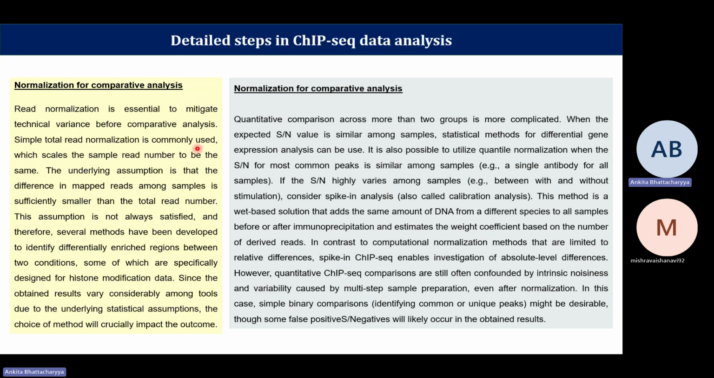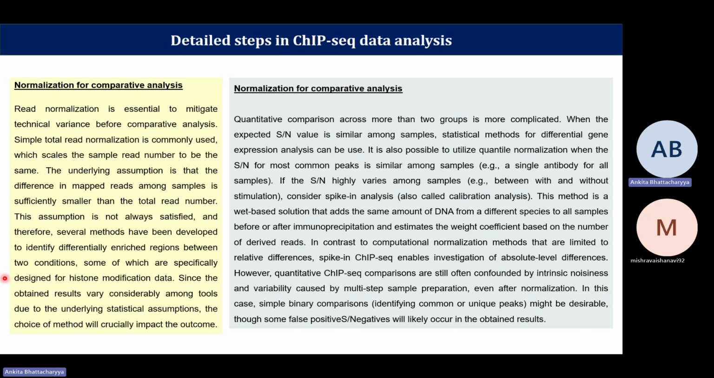The underlying assumption is that the difference in mapped reads among samples is sufficiently smaller than the total read number. What do we mean by that? The mapped reads among different samples is usually much, much less than the total reads that you have gotten from that particular sample. This assumption is not always satisfied, and therefore different methods have been developed which can identify differentially enriched regions between two conditions, some of which are designed specifically for histone modification data.